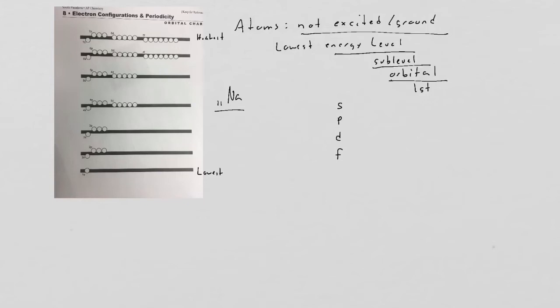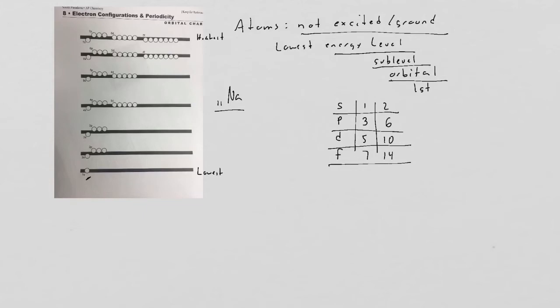An S sublevel has exactly 1 orbital, and an orbital can only hold 2 electrons. So an S sublevel can only hold 2 electrons, and that's that one circle there. A P sublevel can have 3 orbitals, and since every orbital can hold 2 electrons, a P sublevel can hold up to 6 electrons. A D sublevel, and yes, there is clearly a pattern here, has 5 orbitals and can hold up to 10 electrons because each orbital holds 2 electrons. And an F sublevel has 7 orbitals and can hold 14 electrons.